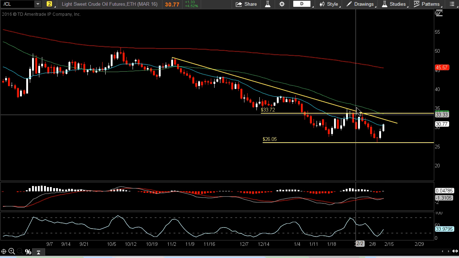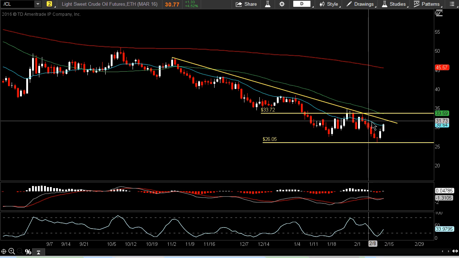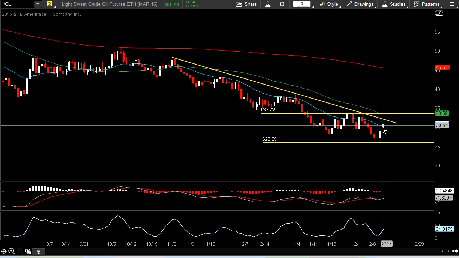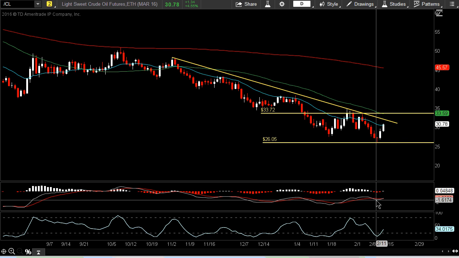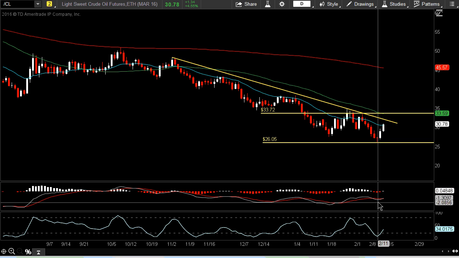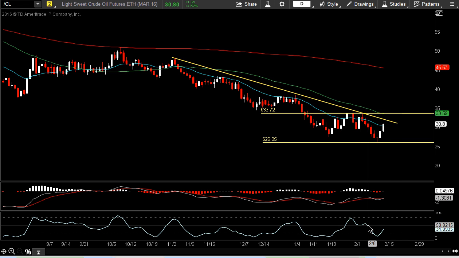Okay, if you wonder what these moving averages are, this is the 250. These two are simple moving averages, and this one is the exponential moving average, just the 20 days. I also have the MACD here, the traditional MACD, 12, 26 and 9. And then here is the stochastic. This is the 14-day stochastic.